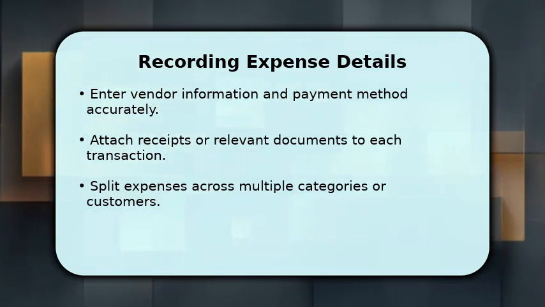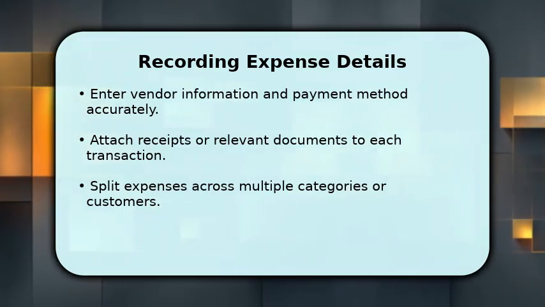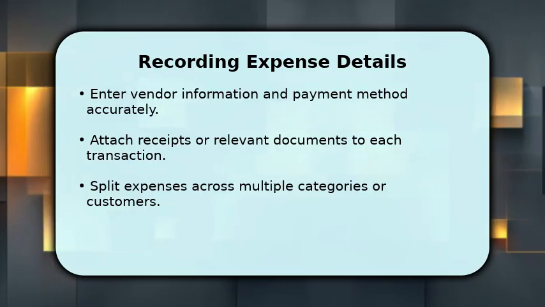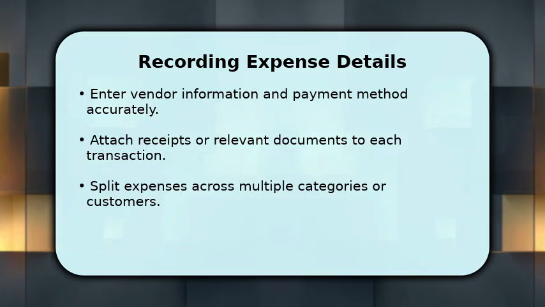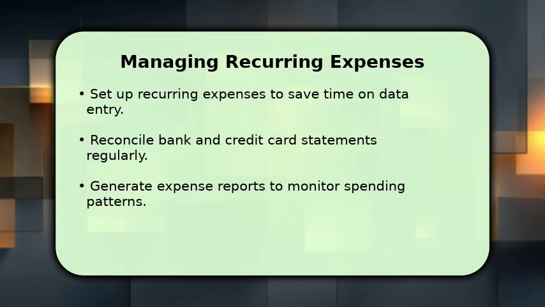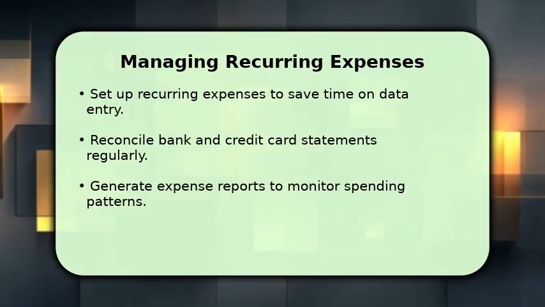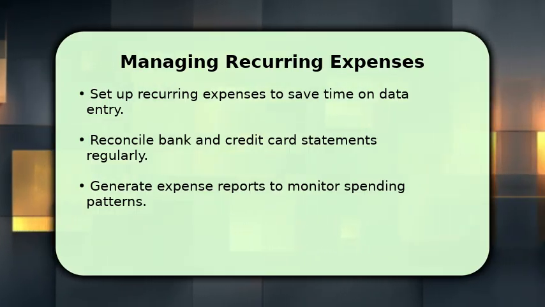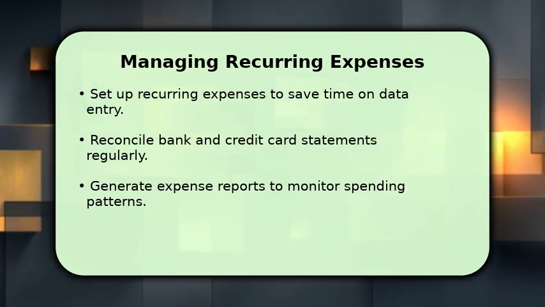If an expense covers multiple categories, use the split feature to allocate amounts correctly. This level of detail is vital for precise financial management. For expenses that happen regularly, like rent or subscriptions, set them up as recurring transactions. This automates the entry process, saving you valuable time each month.